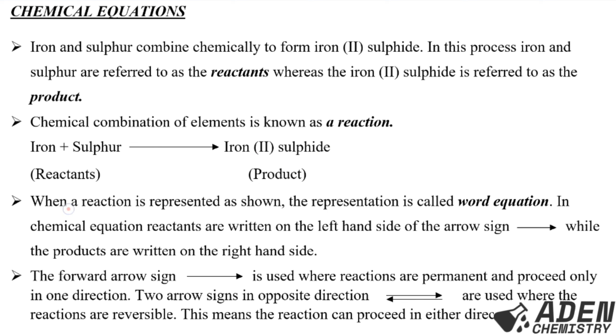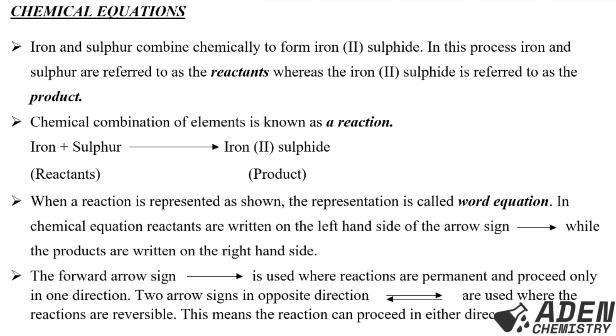So we say when a reaction is represented in this format, the representation is called a word equation. When we talk about a word equation, it is where the reaction is represented using words. Like for example here, both the reactants and products are represented using words. So this type of representation is what is known as a word equation.